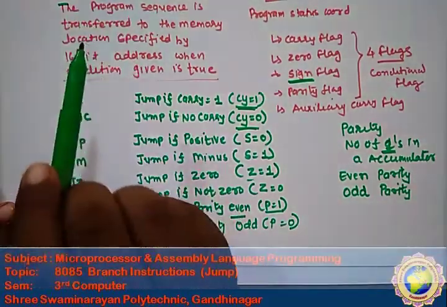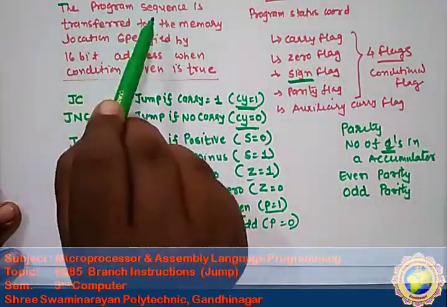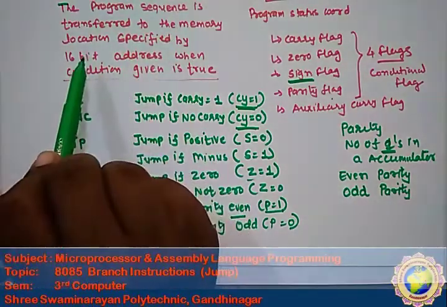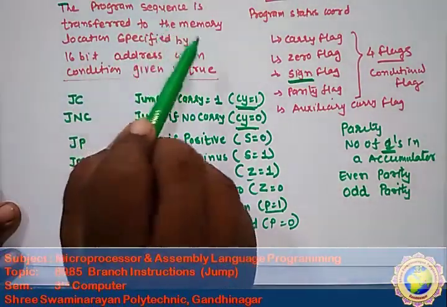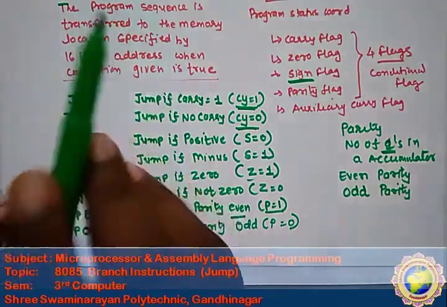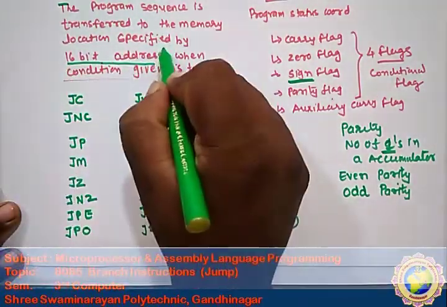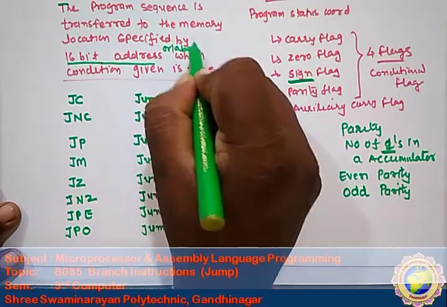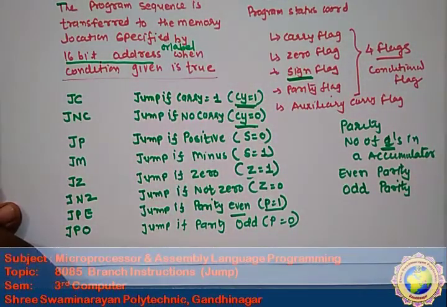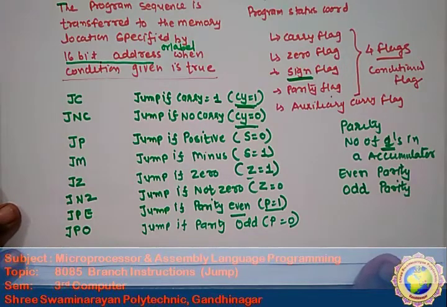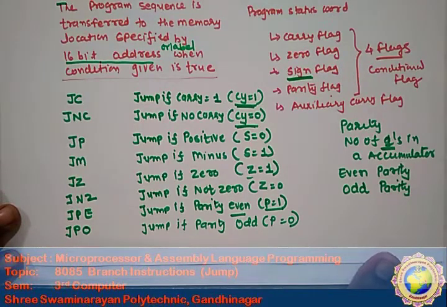What is the conditional jump? The program sequence is transferred to the memory location specified by a 16-bit address when the condition given is true. Here in place of a 16-bit address you can use the label. જેમ આપણે unconditional jump માં label જોયા તો એ લેબલનો પણ આપણે અહીંયા ઉપયોગ કરી શકીએ છીએ. So you can use here either a 16-bit address or a label, but it is easy to use the label. લેબલનો ઉપયોગ કરવો easy છે rather than using the 16-bit address.